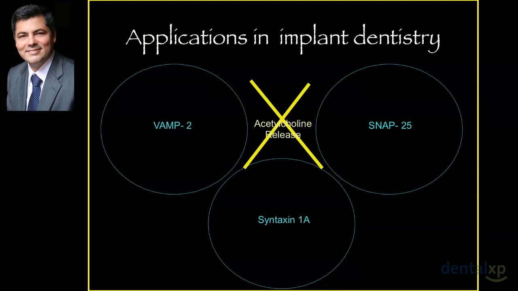How does it work? We basically have three proteins, the VAMP2, the SNAP25, and the syntaxin 1A, and when they get together, there is acetylcholine release. The whole idea of using botulinum toxin is to prevent one of these three proteins from getting to the actual synapses and allowing the release of the acetylcholine. And by doing that, there's no muscle contraction. So the brain is basically sending the message to the muscle, but the muscle is not able to actually perform the action.